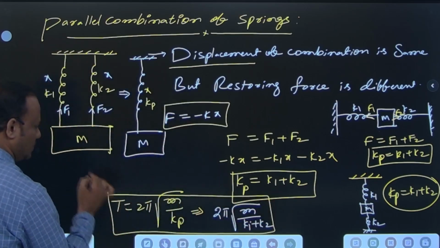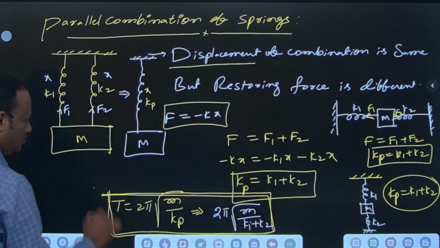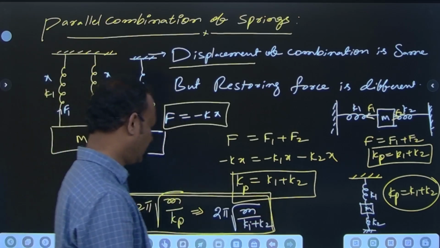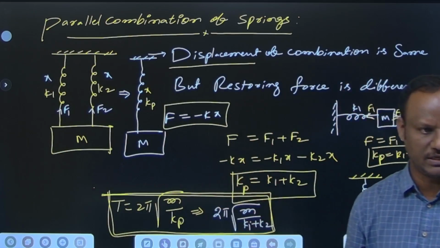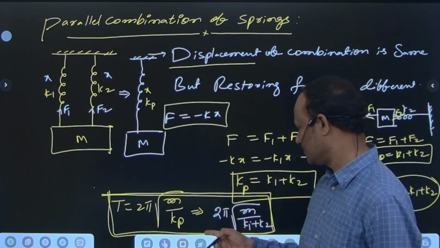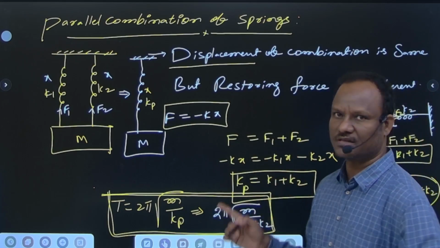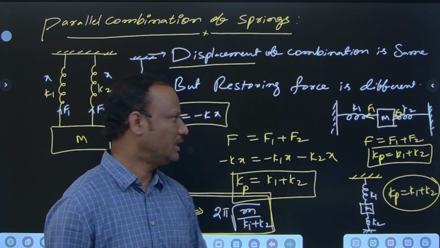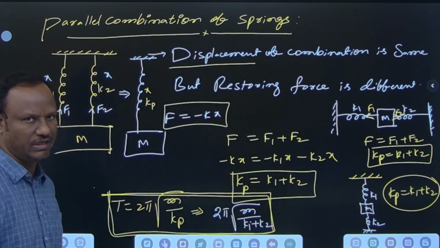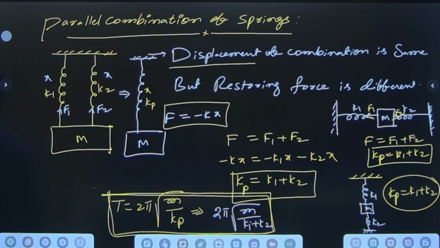Here is the situation. The time period T is equal to 2 pi root of m by k. So for the combination of springs, when they are connected in parallel combination, k equivalent is equal to Kp is equal to K1 plus K2. Connected in series combination, what do you say? K1 K2 by K1 plus K2. T is equal to 2 pi under root of m by Kp means K1 plus K2.